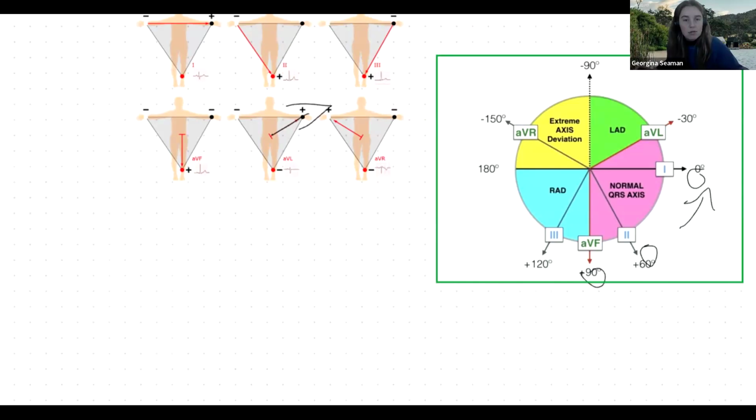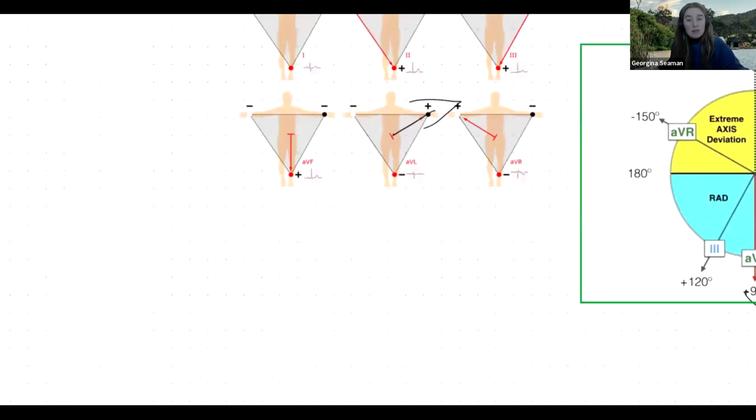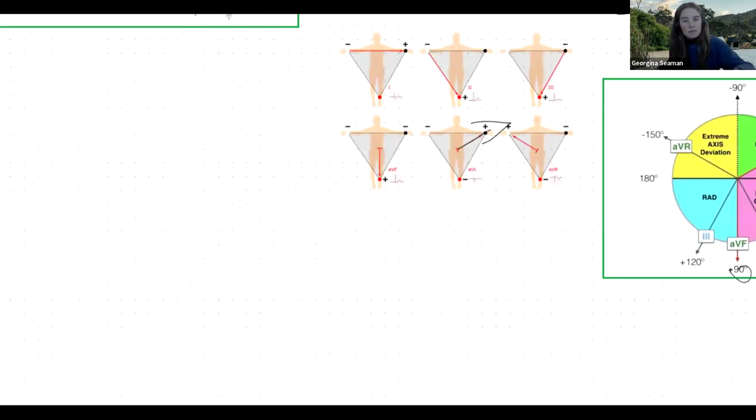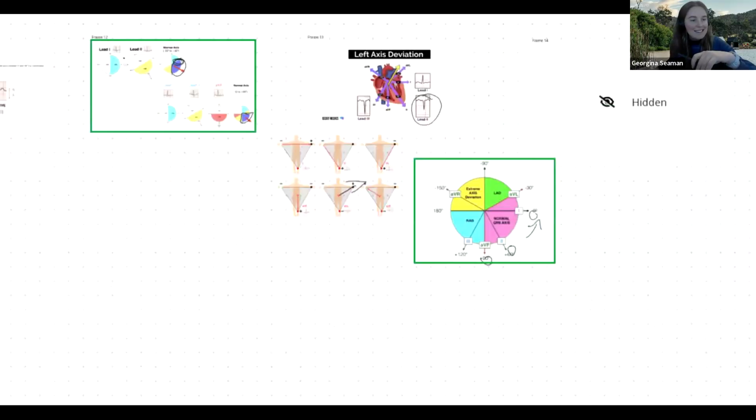Now, the opposite is true of right axis deviation. If we start to see lead 3 become positive and even a perpendicular AVR, so if AVR started to look like AVL, then we would know that we're starting to head towards extreme axis deviation over here, or even right axis deviation. Summary, does that make sense? Pause point.